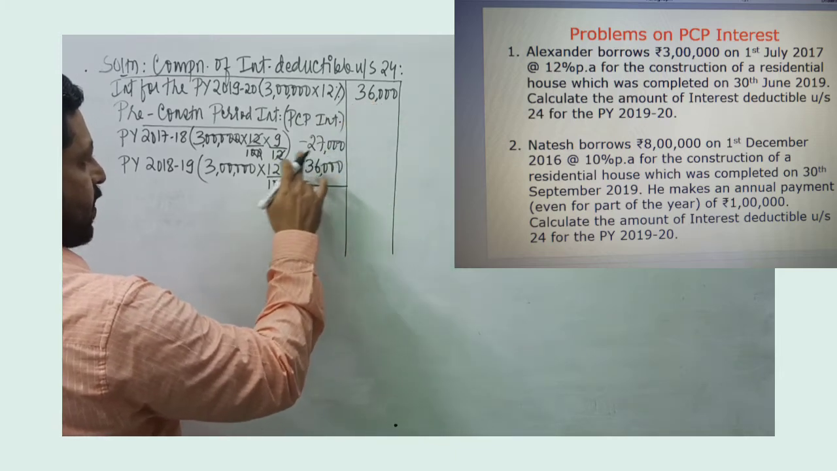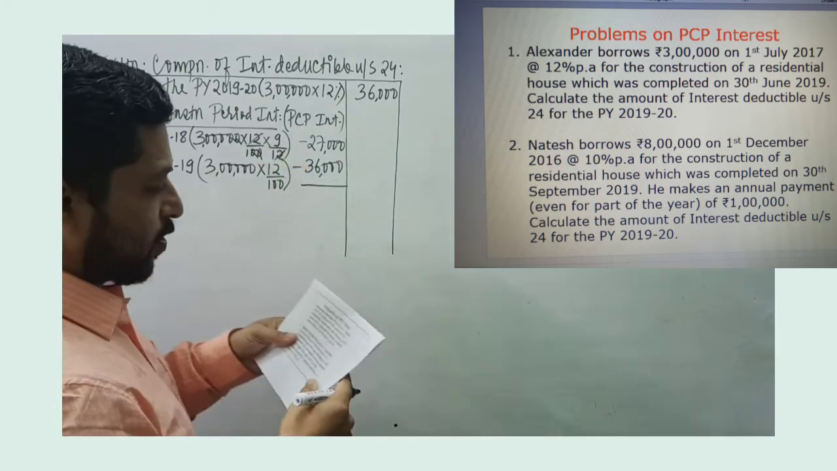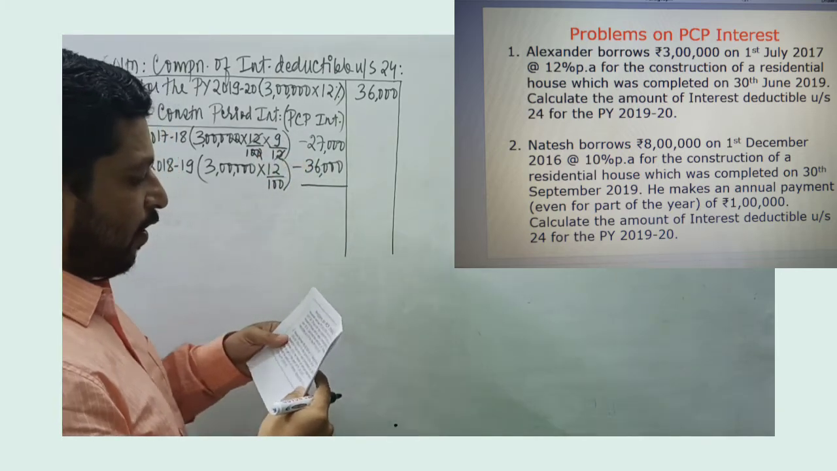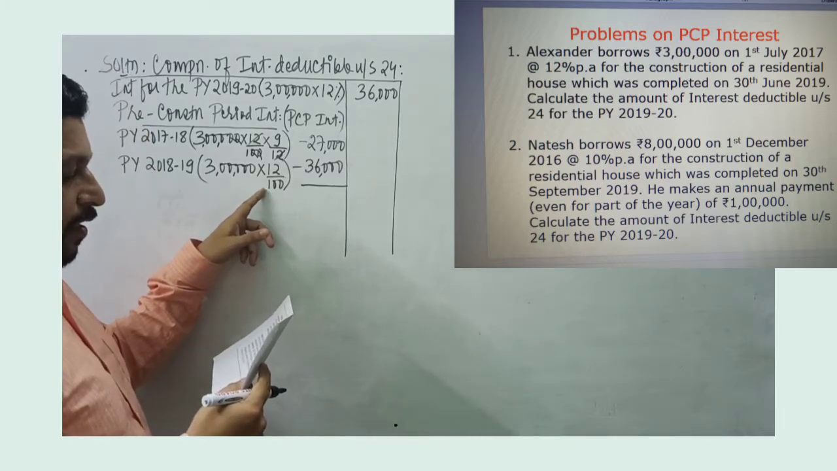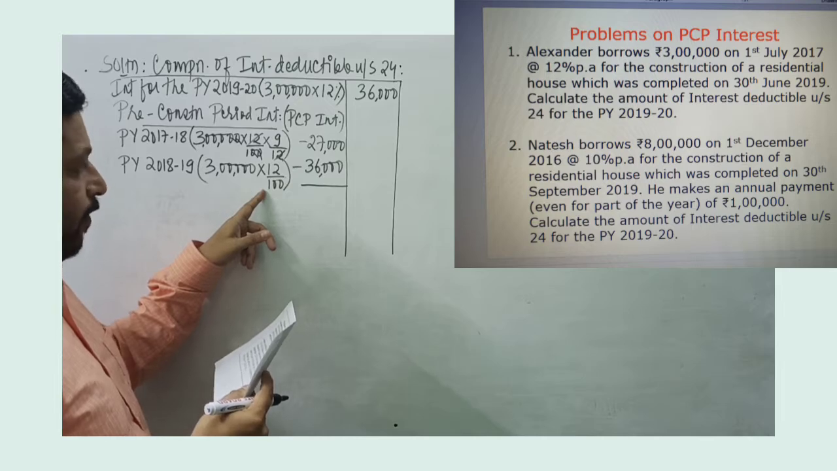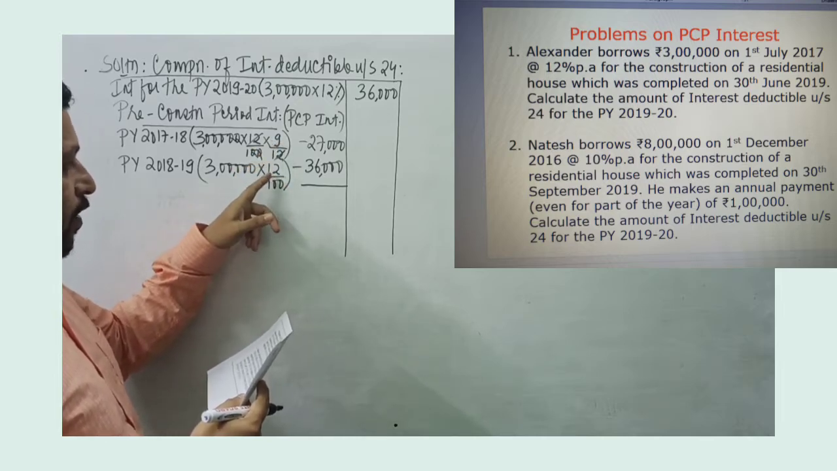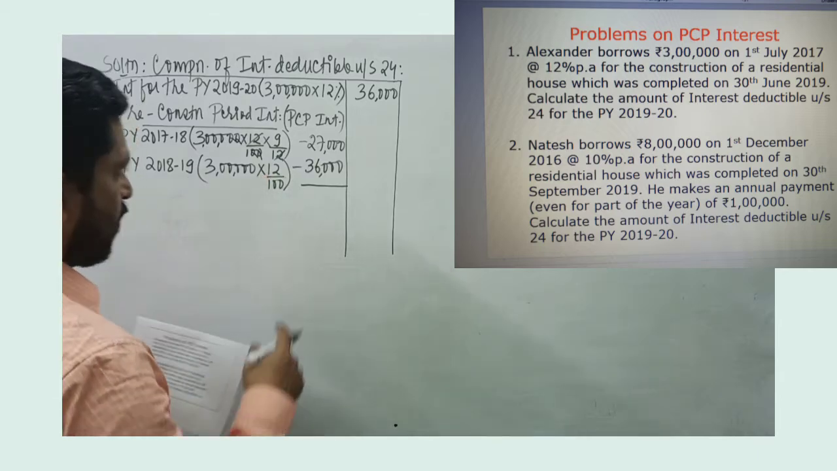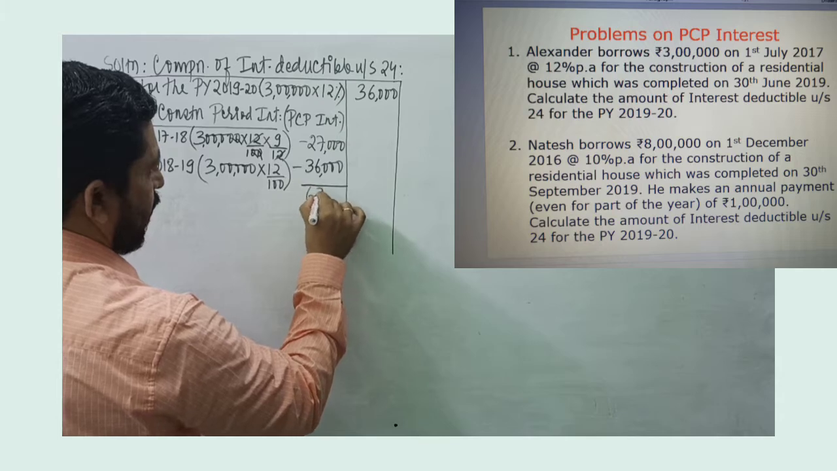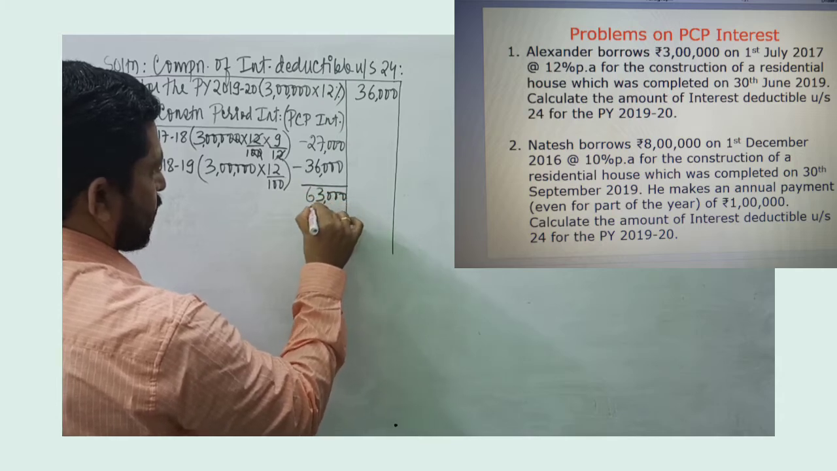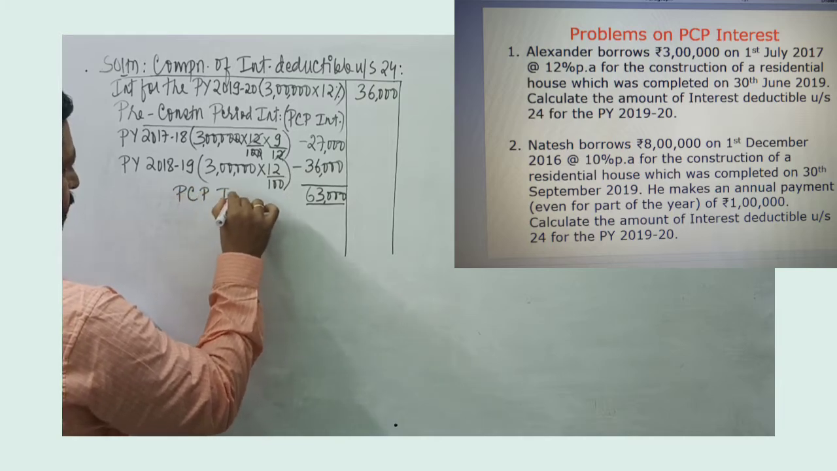Now these 2 years' interest, from July 2017 to 31st March 2019, is in total 21 months, 9 months plus 12 months. So in total for 21 months, the total interest works out to 63,000. So this is called PCP interest.